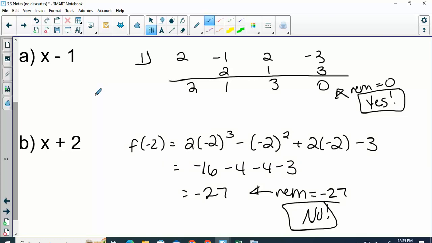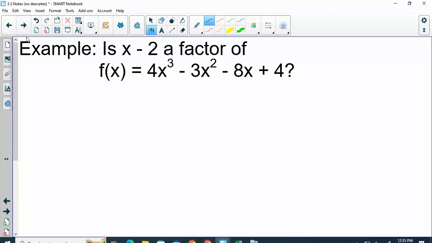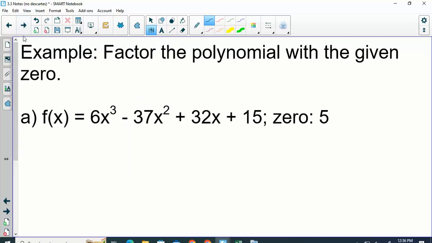Using whichever method you like, I want you to decide if x minus 2 is a factor of this. So it is not a factor. All right.